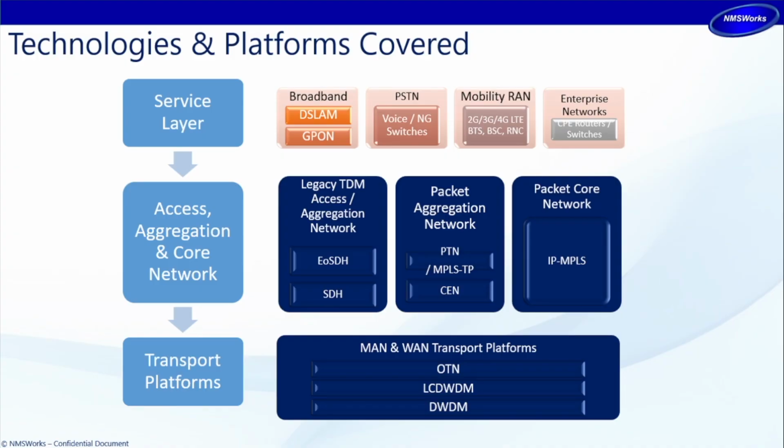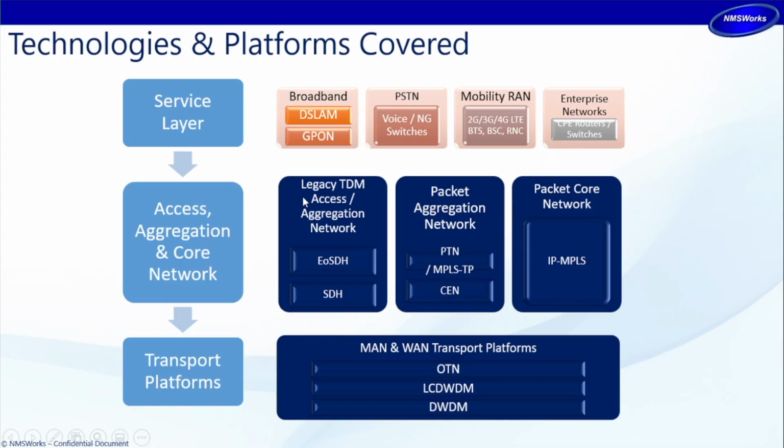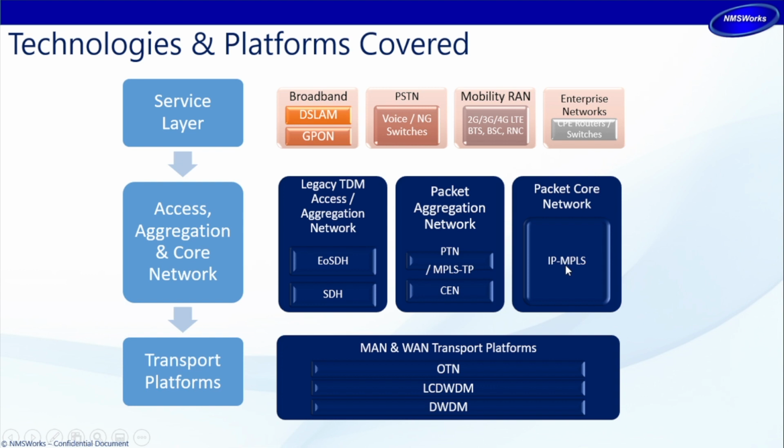of those functionalities. Any typical service provider network would be providing various services that are shown in these slides: broadband services through DSLAM or GPON based networks, and PSTN services, and mobility services 2G, 3G, and 4G RANs, and enterprise services. So underlying these networks, there will be a transport network that comprises legacy technologies like SDH, EoSDH, or the new packet technologies like Packet Transport Network PTN, MPLS-TP, or Carrier Ethernet network on the access and aggregation layers. And on the core layers, there will be an IP/MPLS network. And then underlying all these technologies, there will be transport platforms that use OTN and DWDM technologies. So all these technologies are covered in the application.